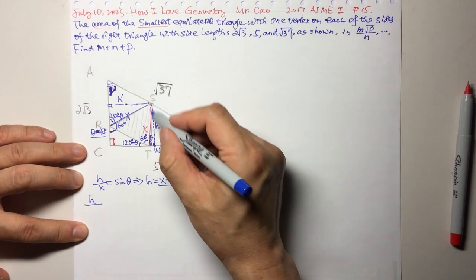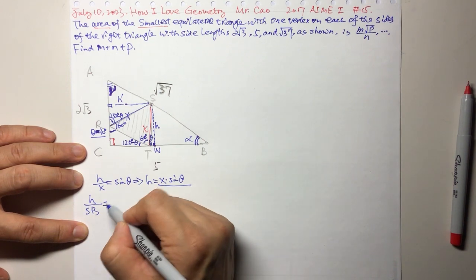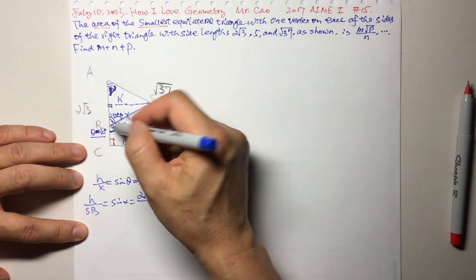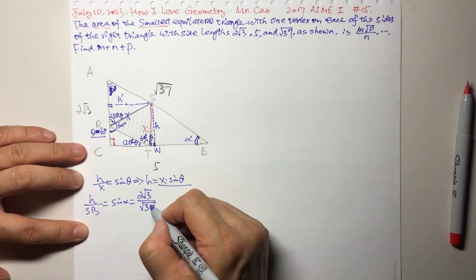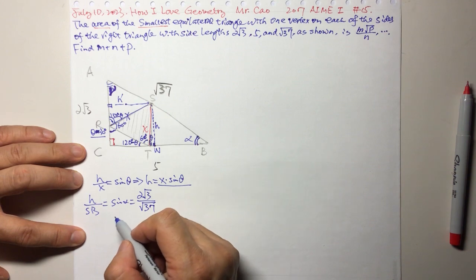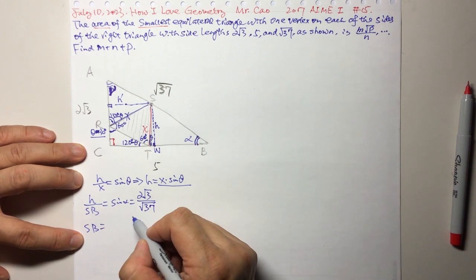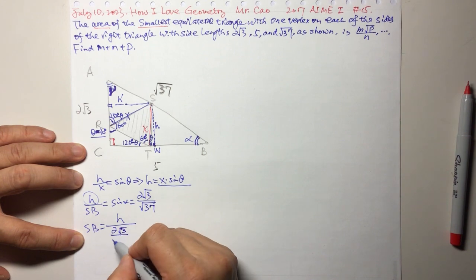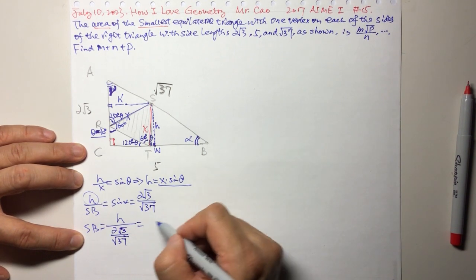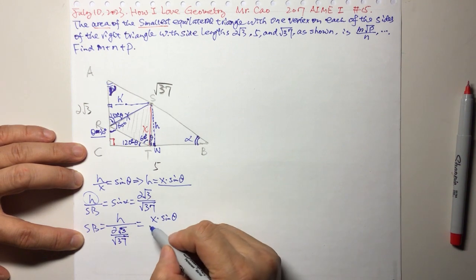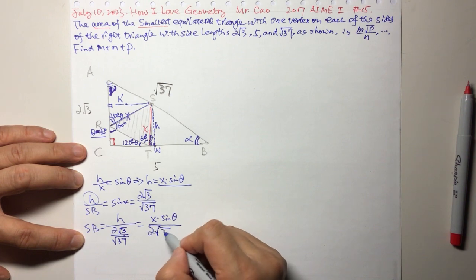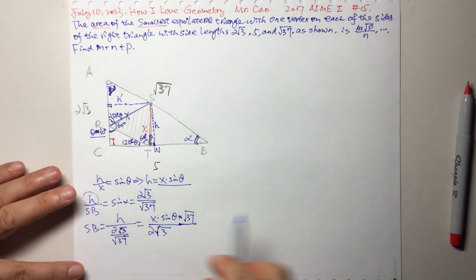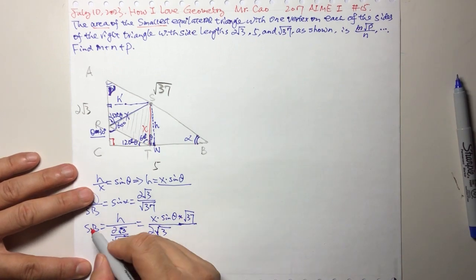So h over SB equals sine alpha. We know sine alpha equals 2 times square root of 3 over square root of 37. So we will get SB equals h over 2 times square root of 3, times square root of 37. So h is x times sine theta, over 2 times square root of 3, times square root of 37, right? That way we can use x to represent SB.